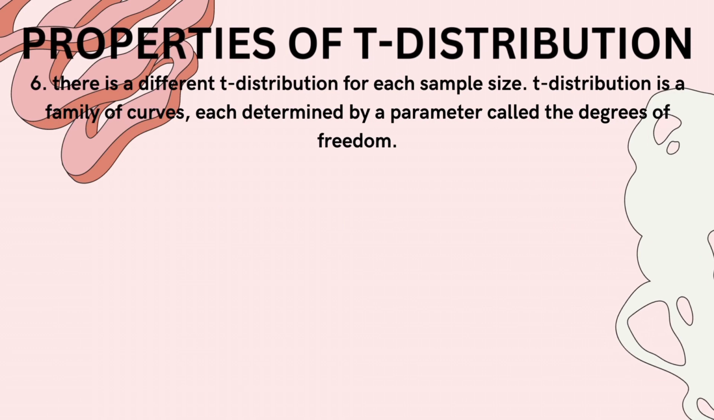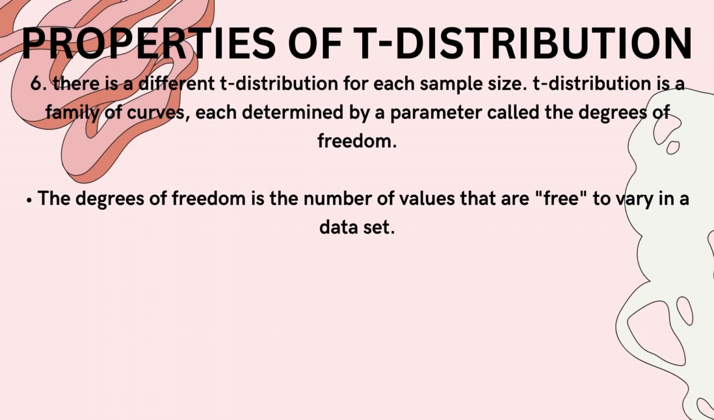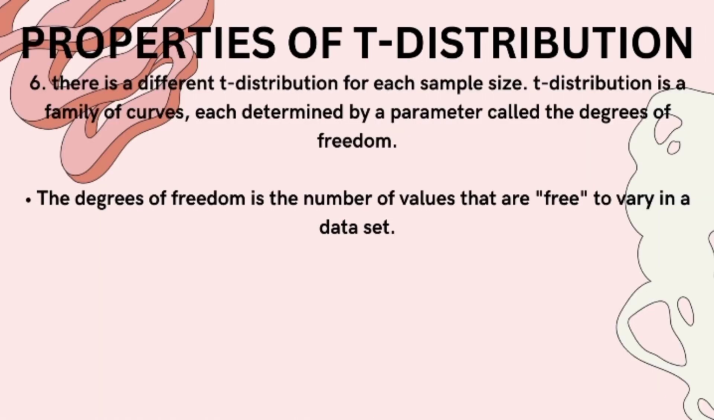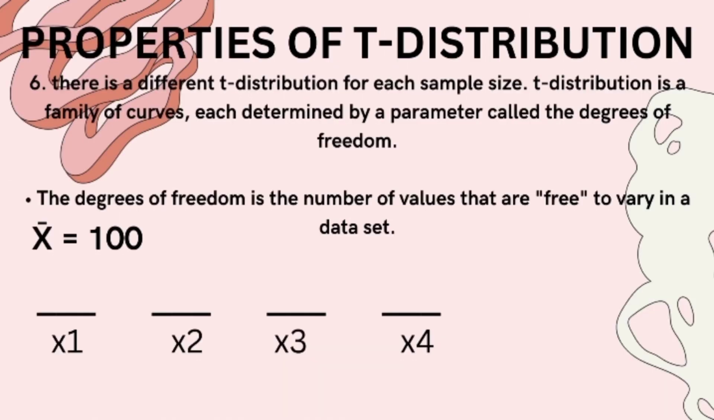Another property, there is a different T-distribution for each sample size. T-distribution is a family of curves, each determined by a parameter called the degrees of freedom. The degrees of freedom is the number of values that are free to vary in a data set. Let me explain this further.